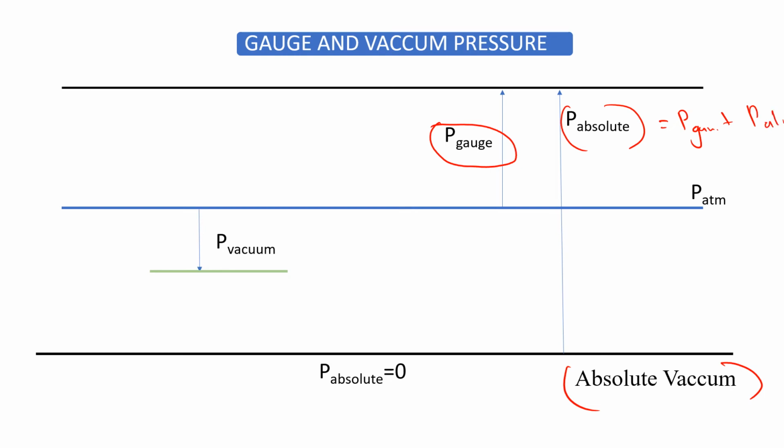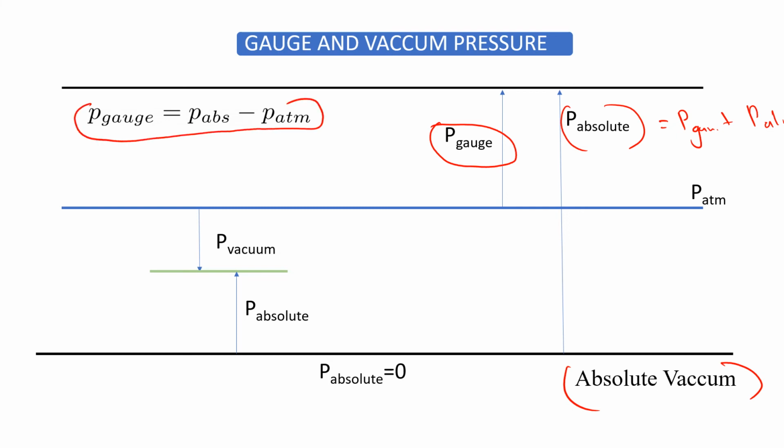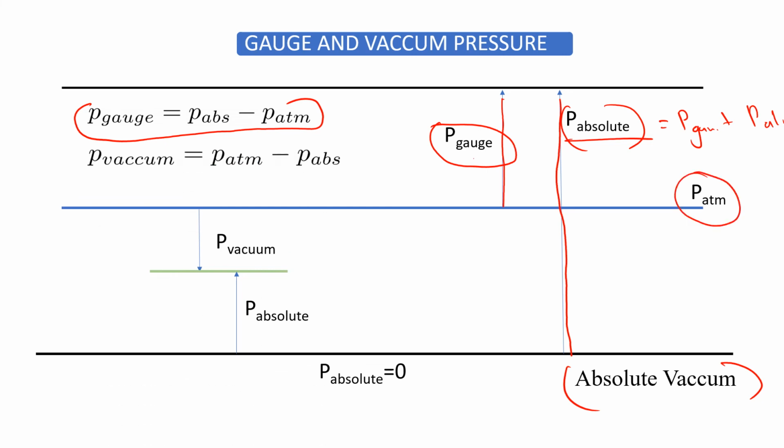Absolute, gauge and vacuum pressures are all positive quantities and are related to each other by the following equations. P gauge is equal to P absolute minus P atmosphere. You can see that here, this is the absolute pressure and this is the gauge pressure. So P absolute minus P gauge will give you the atmospheric pressure.